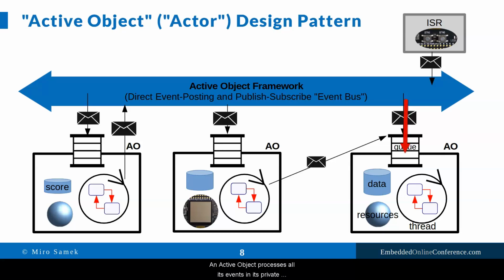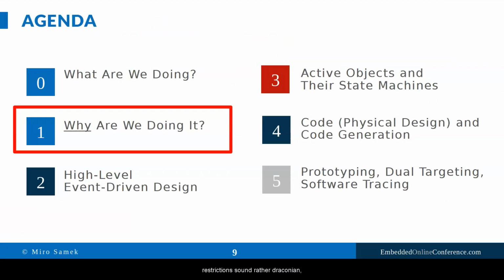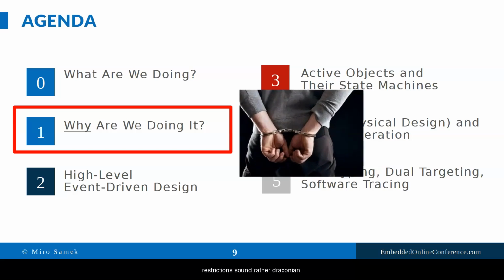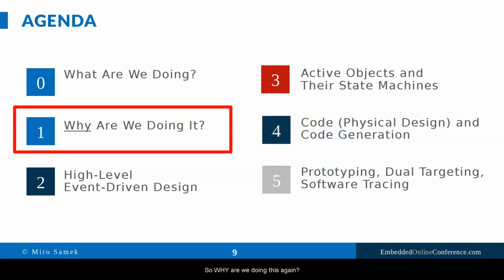An active object processes all its events in its private thread of control inside its state machine, one event at a time, without blocking. This makes an active object responsive to any new events and thus extensible. These no sharing and no blocking restrictions sound rather draconian, like trying to do the job with both our hands tied behind our back. So why are we doing this again?